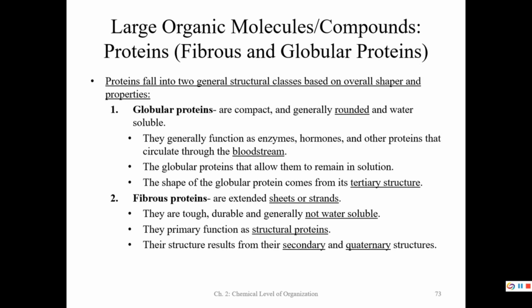Fibrous proteins are strands or sheets. They're usually tough and durable, but they're not water soluble. They are primarily from the secondary structure. Their primary, secondary, or even quaternary structures can give some of the fibrous structure, like collagen has multiple secondary subunits giving a quaternary structure that is highly fibrous as well. So like multiple strands of rope. So they are structural proteins.